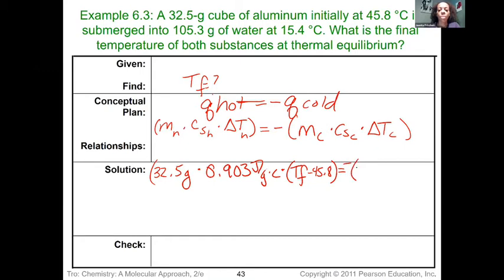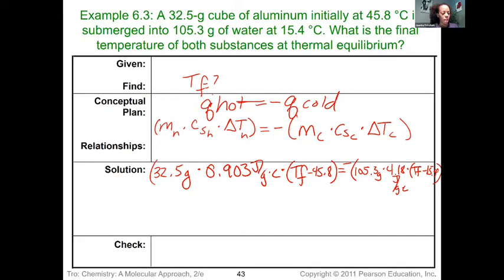So the cold object, we had 105.3 grams times the specific heat of water, which is 4.18 joules per gram per Celsius. And then we're going to multiply that times the final temperature minus the initial, which in this case is 15.4. Okay. It then becomes an algebra problem.